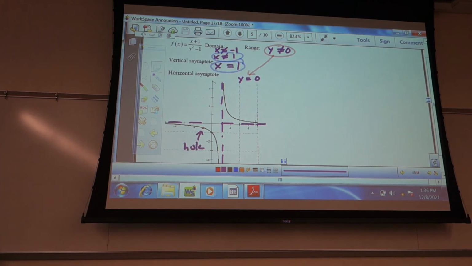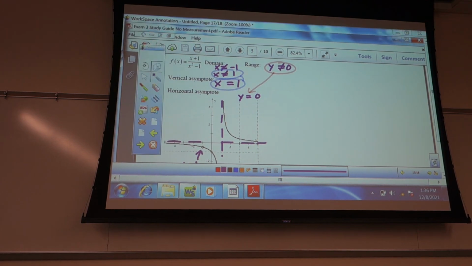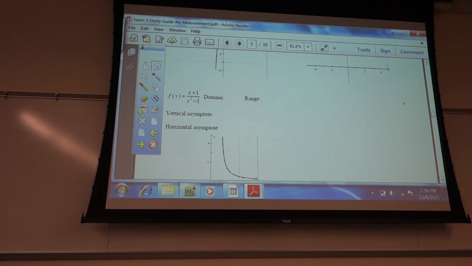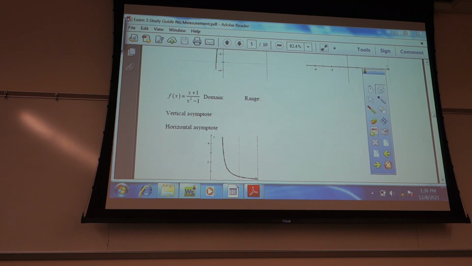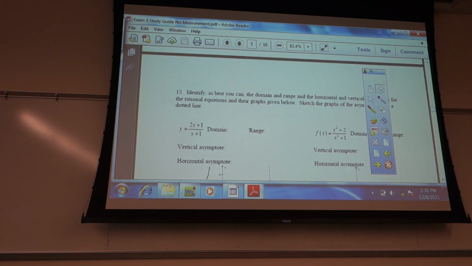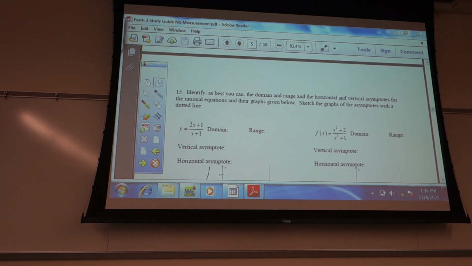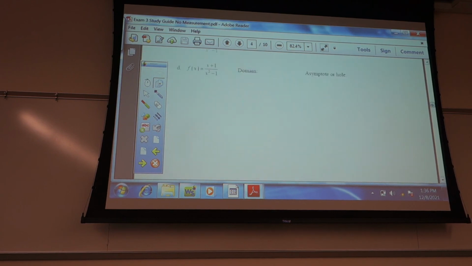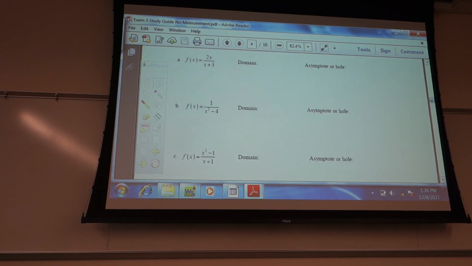Back to 14A though, based on the information I have here on 14A, how would I differentiate between an asymptote and a hole? How do you know if it's an asymptote or a hole? That's what you're asking, right? 14? I'm not asking you to say whether it's an asymptote or a hole. I'm telling you to just say what x can't be. So I don't care whether it's an asymptote or a hole.